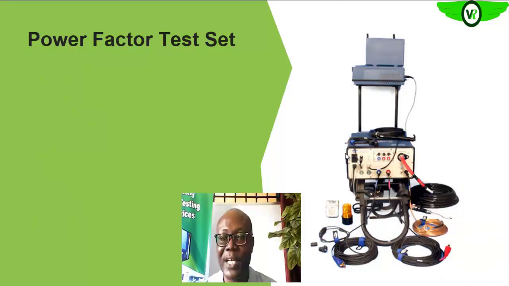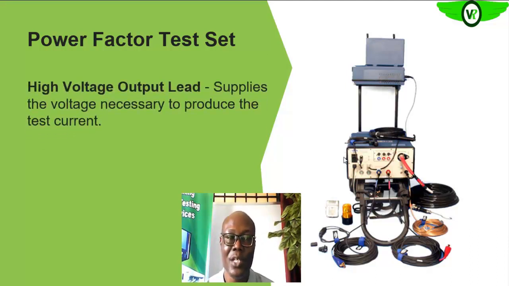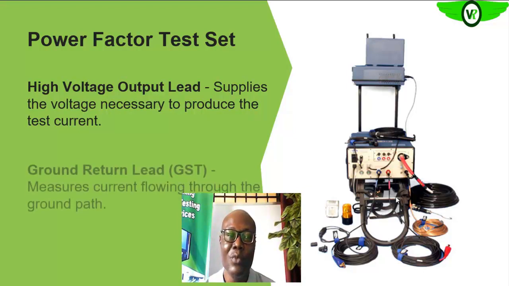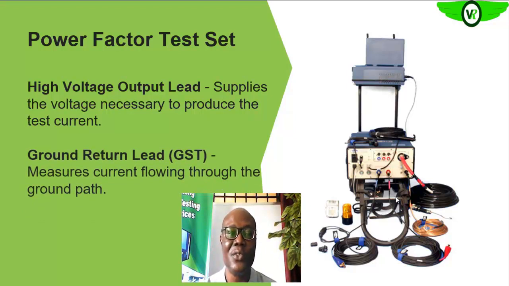So this is a typical test set for power factor. Here we have the high voltage output lead, which is this. This is what actually injects the high voltage into the equipment whose insulation you want to test. Then we have the ground lead.